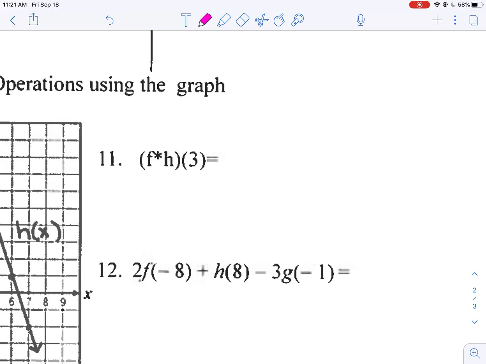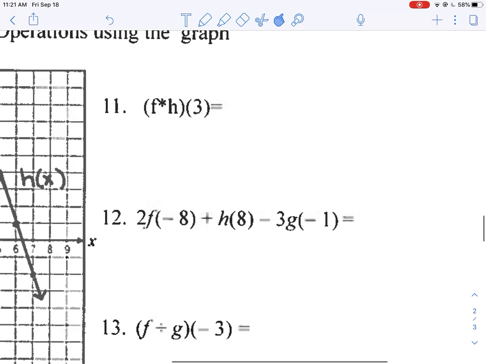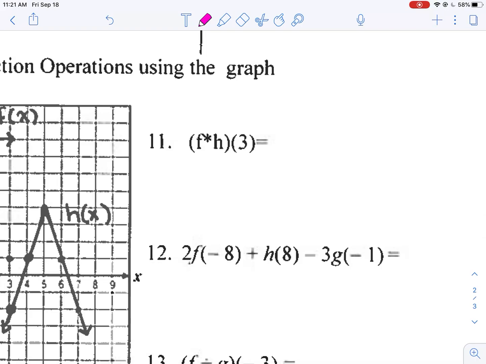Like for number 12? You know what? Yeah, we'll do number 11 here. That way it'll give you an idea of what we're doing. All right, so we have f times h with an input of 3. So basically what that means is we're going to take f with an input of 3. Now remember, input is your x, and then we're going to multiply that times h with an input of 3, with an x of 3.